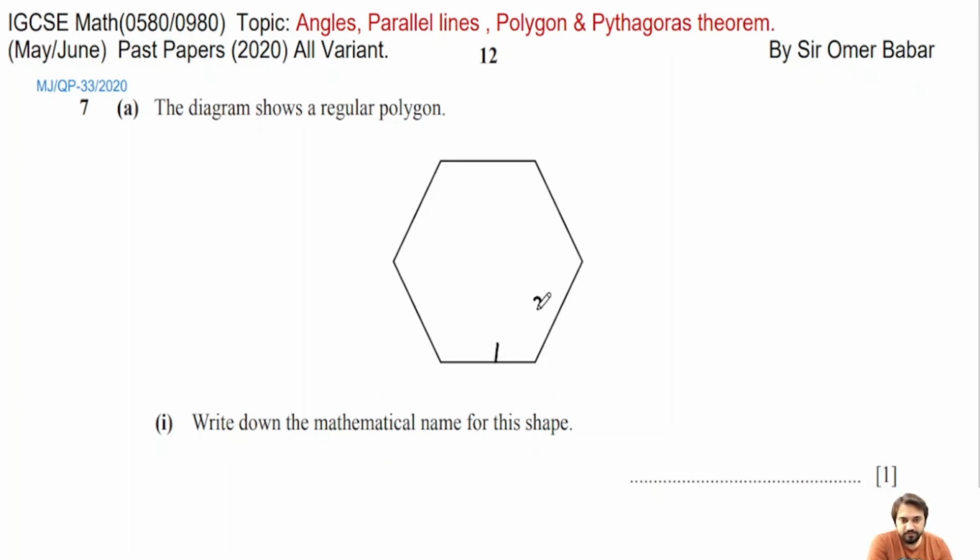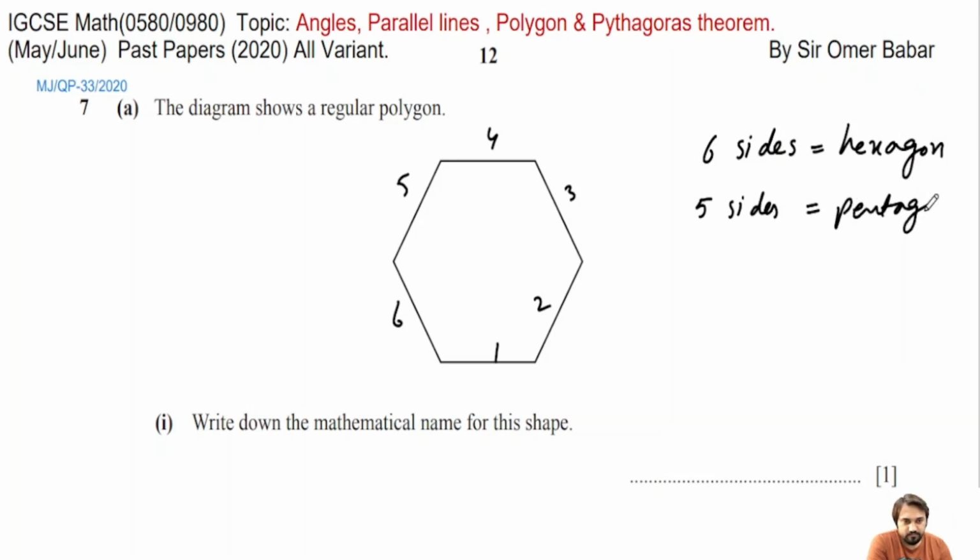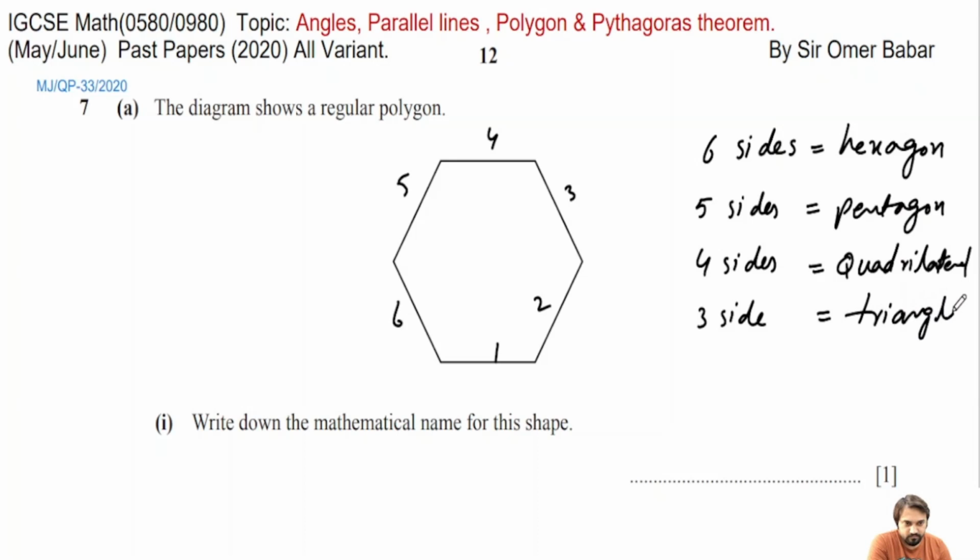So this is 1 2 3 4 5 6. If a polygon has 6 sides, it means it's a hexagon. 6 sides mean hexagon. 5 sides mean pentagon. What about 4 sides? 4 sides, quadrilateral. 3 sides, a triangle. Okay, so here we have 6 sides, it means the hexagon.